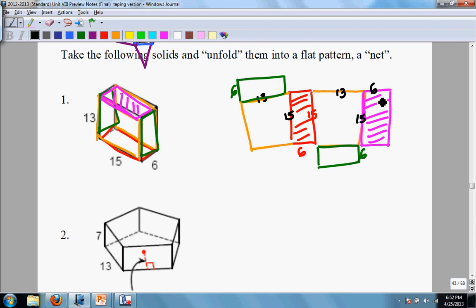You want to bring all your numbers and your dimensions over, so you have a length and width of each one of these. That is called a net. This is a rectangular prism. I'm going to pause and let you catch up drawing as well as naming that as a rectangular prism.